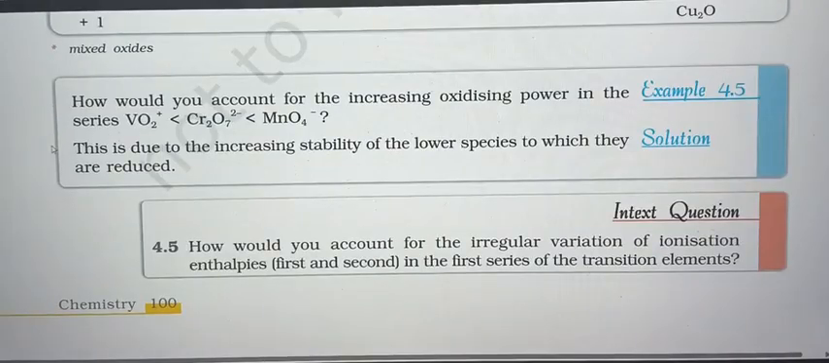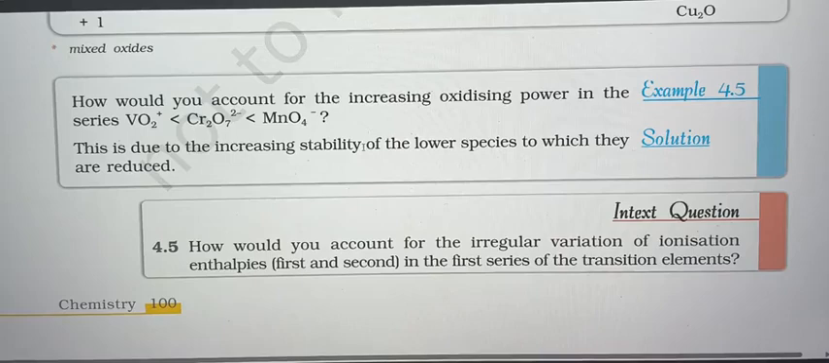Now they're asking one question over here, saying this is how the oxidizing power is increasing. First, this is actually the manganate ion, which we will learn further also. So this is there, then this, and then this. This has more oxidizing power than these two. Why is that so? We have to give reasoning. They have simply mentioned increasing stability.